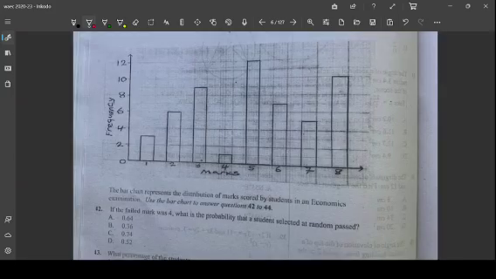Hi guys, welcome to question number 42. We are going to be using this bar chart you can see to solve questions 42 to 44. So I'd like you to pay attention as we solve.